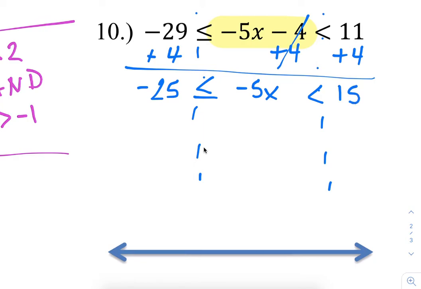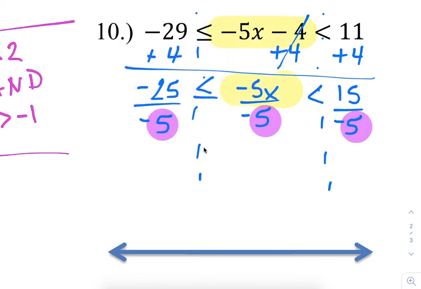We're still trying to solve for x, so that means I need to get rid of the -5. I'm going to divide it out, but because I'm dividing by a negative on all of these, I'm flipping the signs. I cancel the 5's out, so I have my x. 15 divided by -5 is a -3. -25 divided by -5 is a +5.